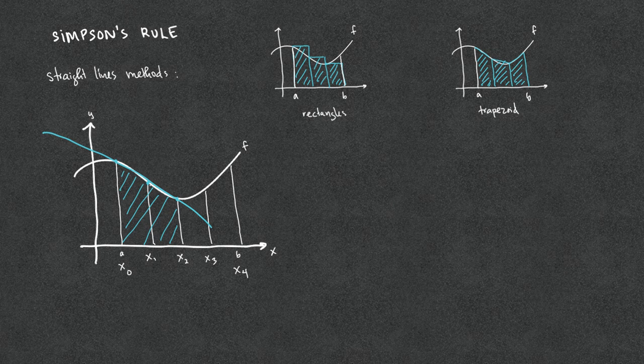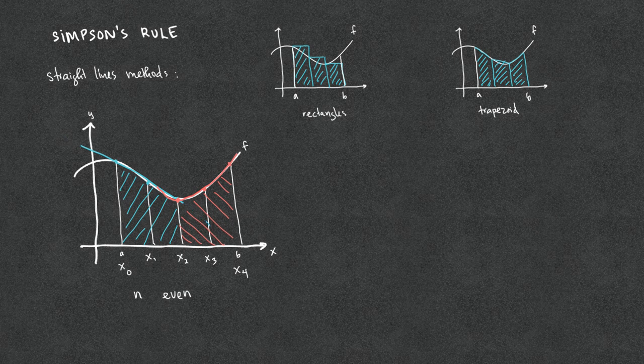We then move on to the next two consecutive intervals and fit another parabola, and we keep doing this until we get to the last two intervals. Because of this, we need to have an even number of intervals when we use the Simpson rule.